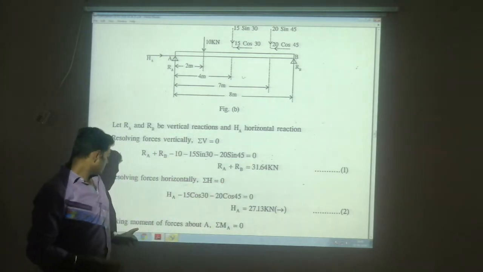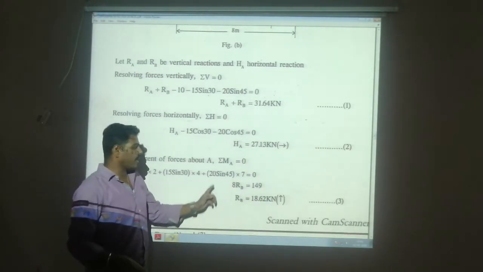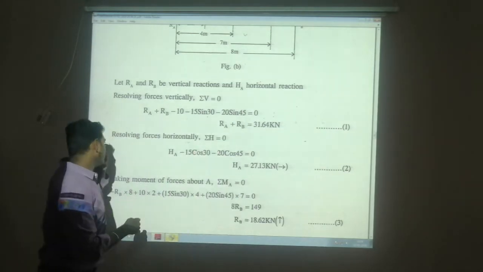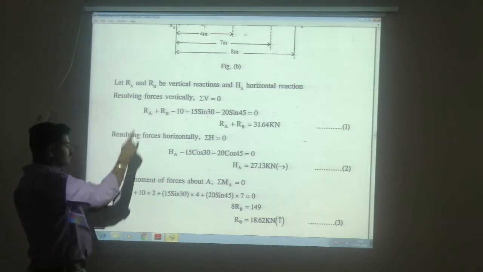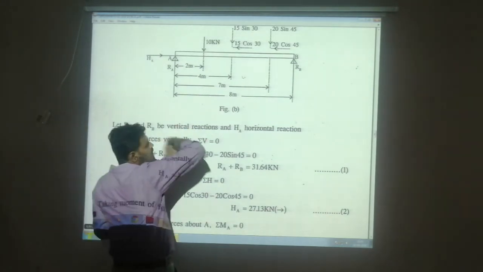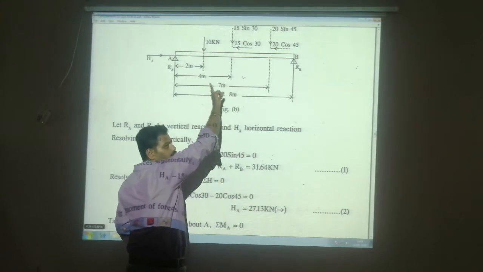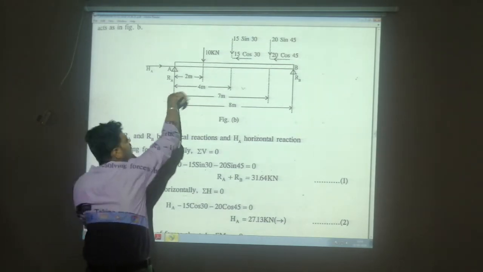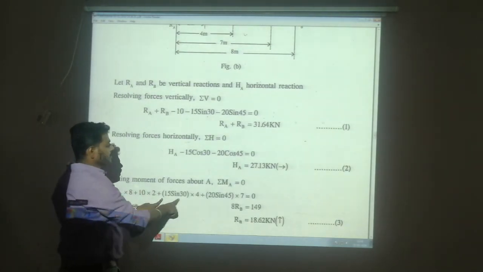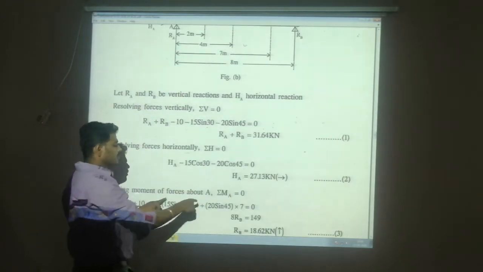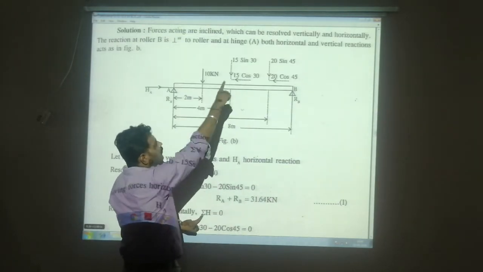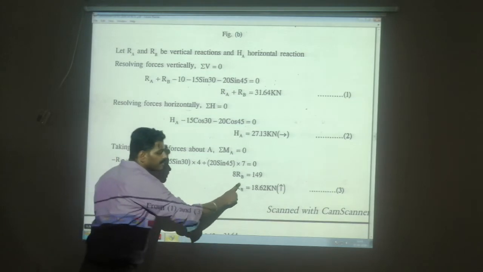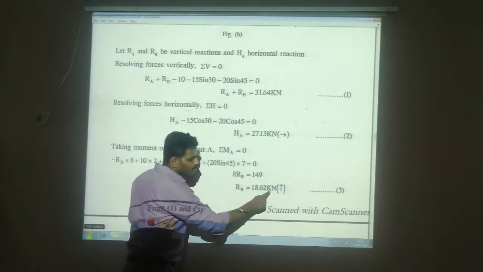So we have to consider taking the moment of forces about point A, that is sigma M at A is equal to 0, then clockwise should be positive. If we are taking that, then minus RB into 8, the total distance, is anti-clockwise. The next, plus 10 into 2 clockwise. The next, plus 15 sin 30 into 4 clockwise. The next, plus 20 sin 45 into 7 clockwise will be equal to 0. Then 8 RB is equal to 149. Then RB is 18.62 kilonewton.